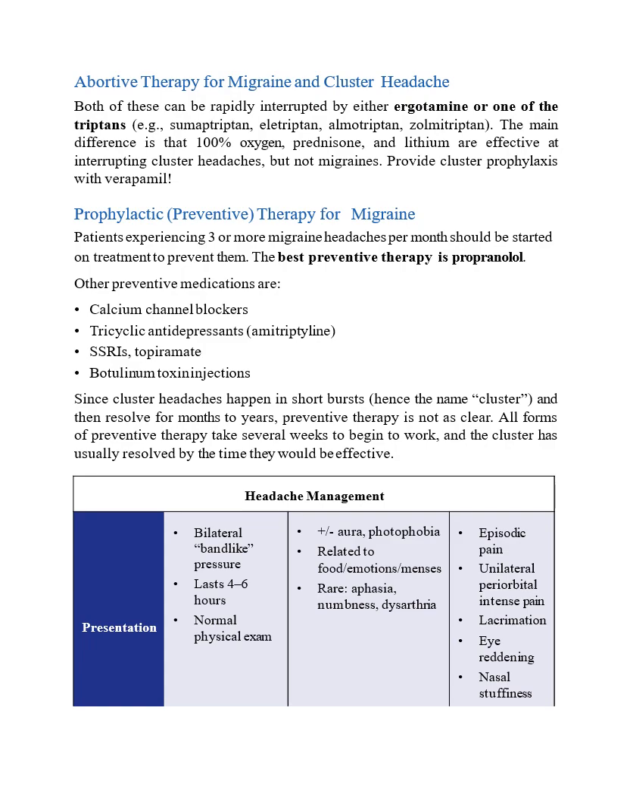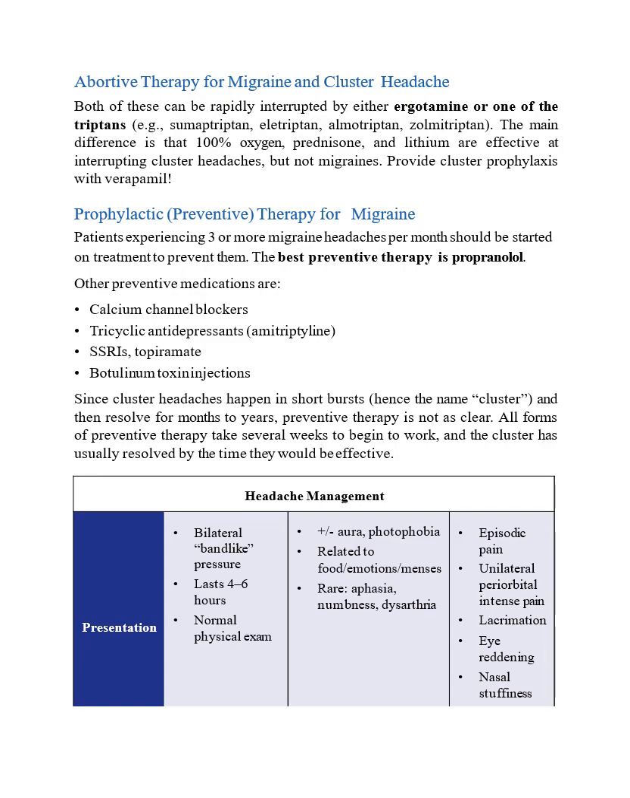On this table, we're talking about presentation, type, treatment, and prophylaxis of 3 different types of headaches. Let's start from the beginning, number 1, left to right. This is tension headache. Tension headache presents with bilateral band-like pressure lasting 4 to 6 hours, with a normal physical exam. The treatment is NSAIDs or acetaminophen.